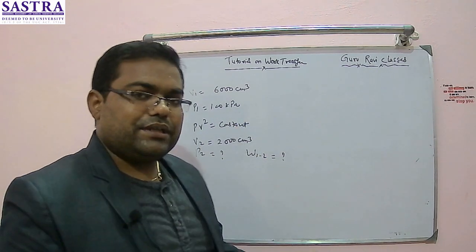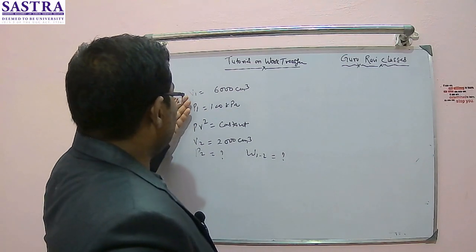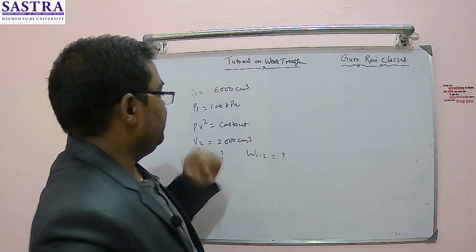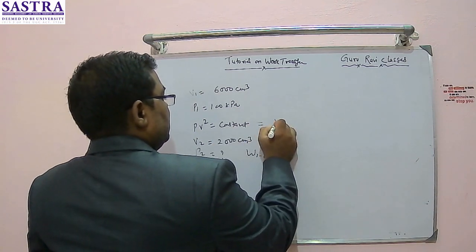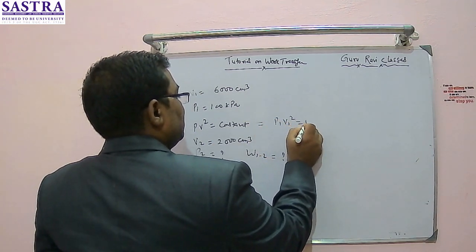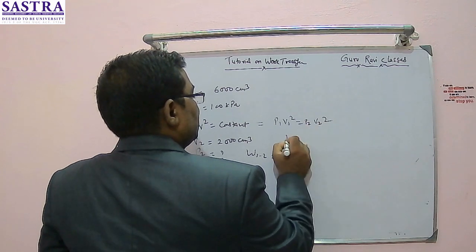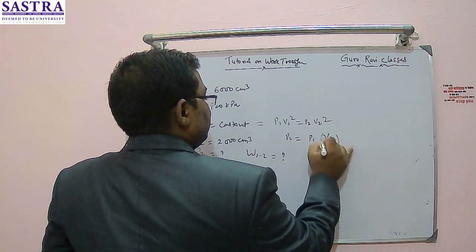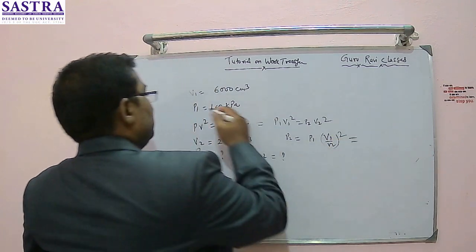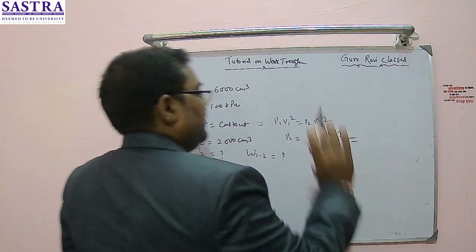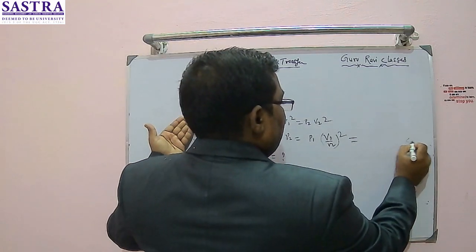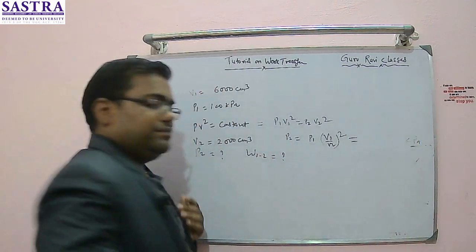So final pressure, how will you calculate? I know V1, I know V2, I know P1, only P2 is unknown, so use this one. From here P1 V1 squared is equal to P2 V2 squared, so P2 can be calculated as P1 V1 squared by V2 squared. Just substitute all these values, get the final pressure. So final pressure will also come in kilopascal, right? So you can get this value.